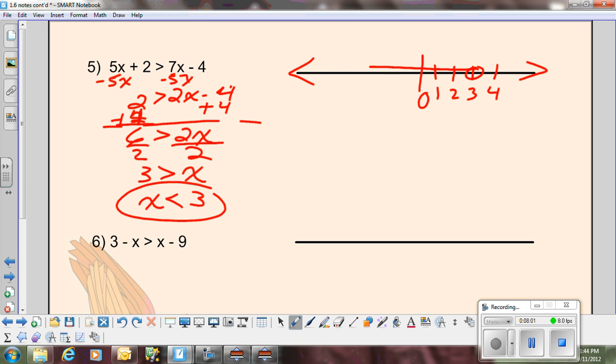Circle. Okay, this one, how should I do this one? Plus x. Plus x, okay. So I get 3 is greater than 2x minus 9. Then what? Plus 9.